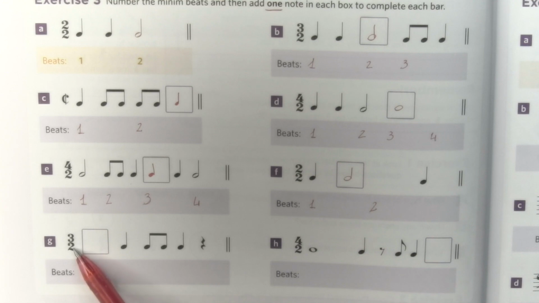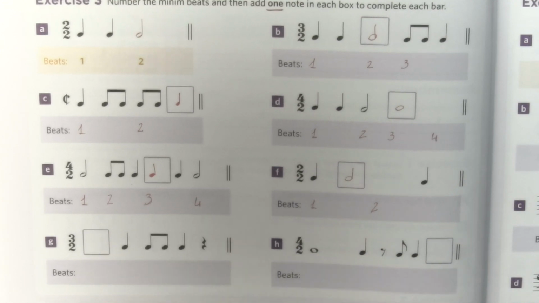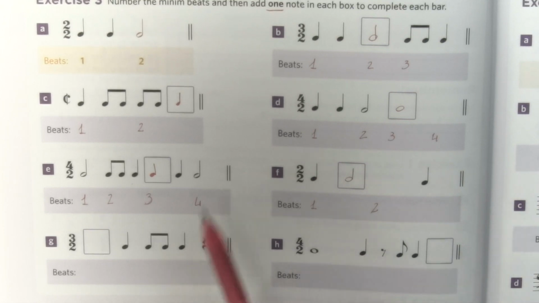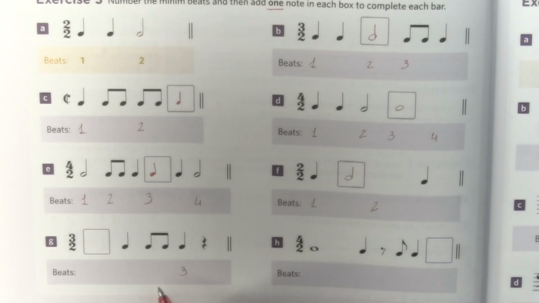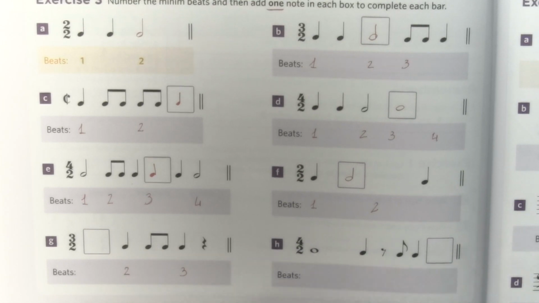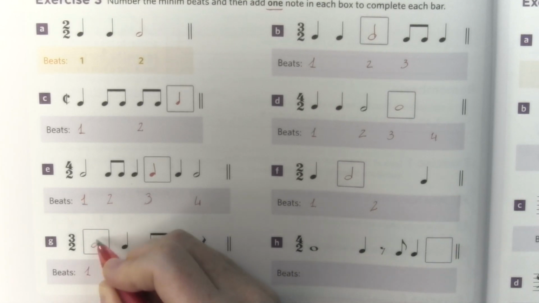3 minims, it means that we need to get to 3 minims. Now here I'm a bit confused, so what do I do? I start from the end. There is 1 minim here, which should be number 3. There is another minim here, which should be number 2. It's clear now. I just need a minim. So here it is.